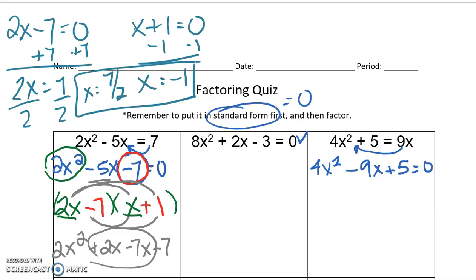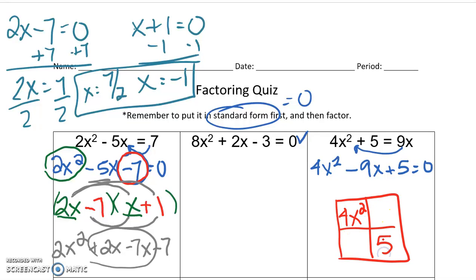Another way that you could look at it, some of my kids like to put things in the box. So this would be 4x squared, and this would be 5. And then you fill in things on the box. So I could put 4x and x, that would give me 4x squared. I could put 5 and 1, that would give me 5. And then I fill in the other boxes to see if it works. And this gives me +9, and I need it to be -9. So if I make both of these negative, then it gives me my -9.